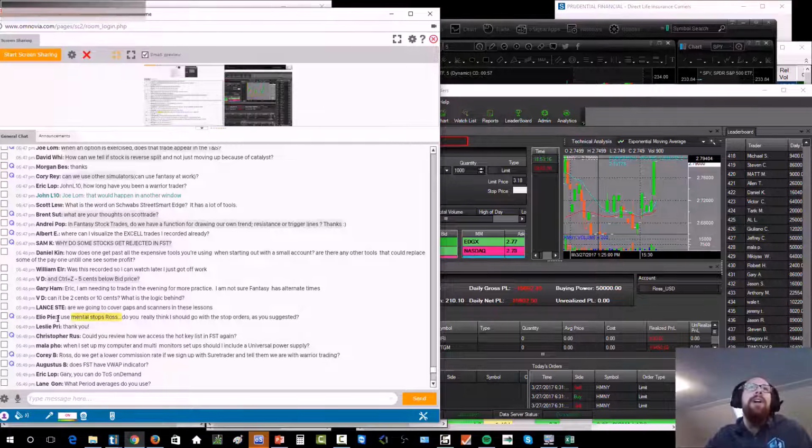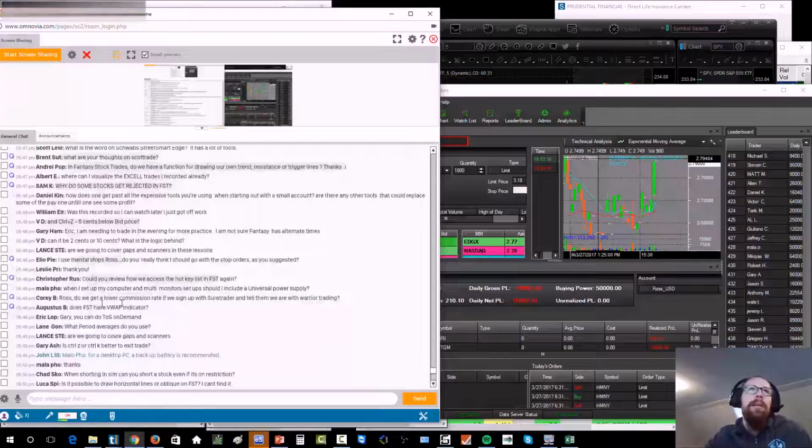I think if you're having a hard time following mental stops, you should use live stops. But if you're good at following your mental stop, then you've got it. You're okay. I think if you can use one of the uninterrupted power supplies, that's a good idea in case you lose power. It'll keep you connected for a little while.